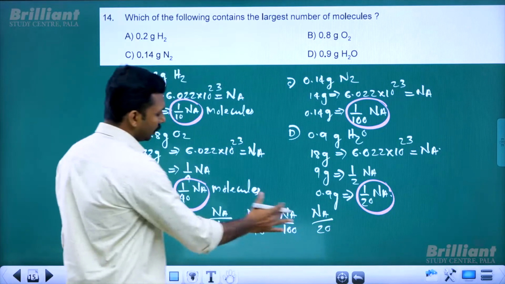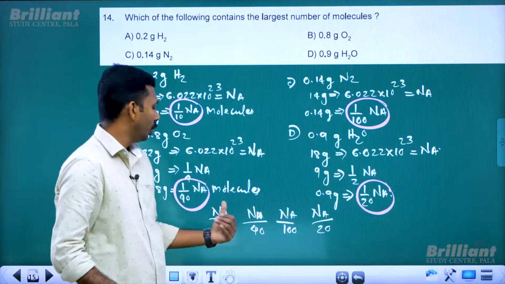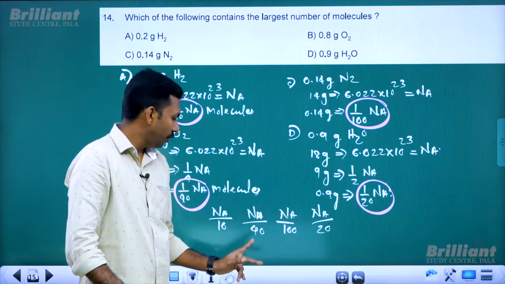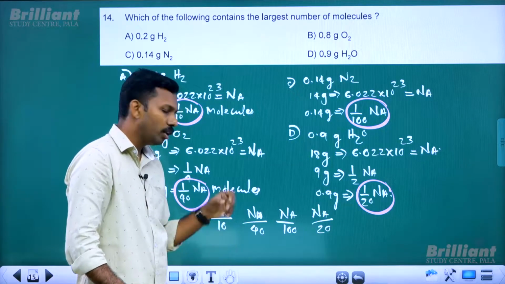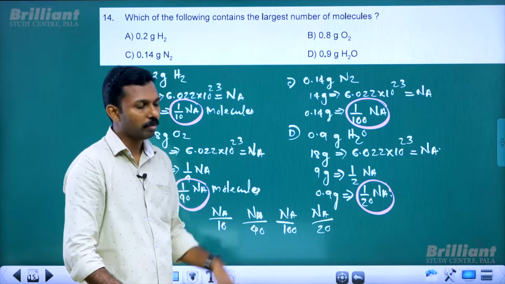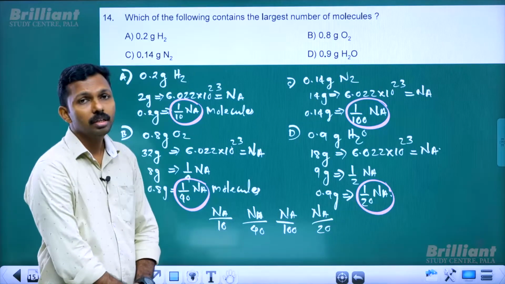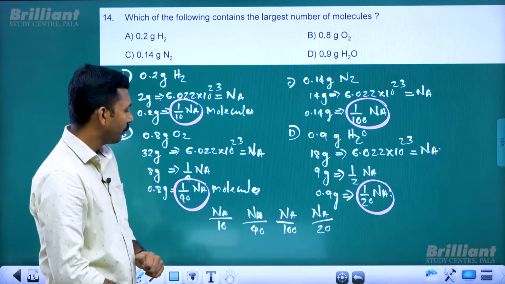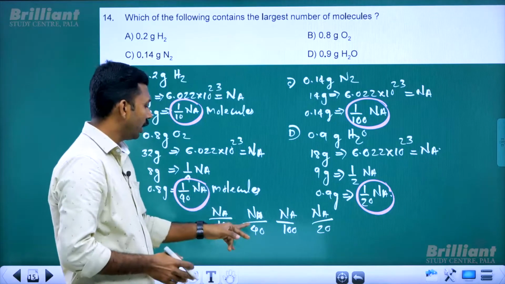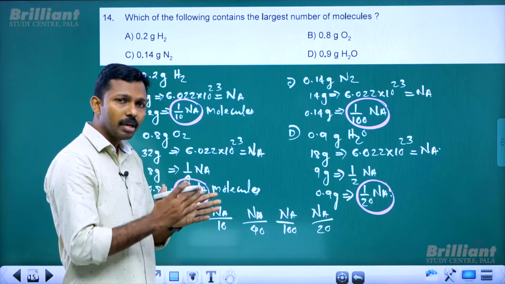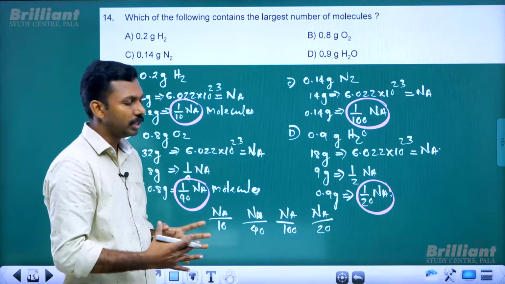Can you say which among these will be the highest value? Numerators are the same. So we have to look at the denominators. Among these, the lowest denominator corresponds to the highest number, right? So 10 will be the smallest denominator here, and that means Na is divided into 10 parts. Here it is meaning Na, that is a number divided into 40 parts.